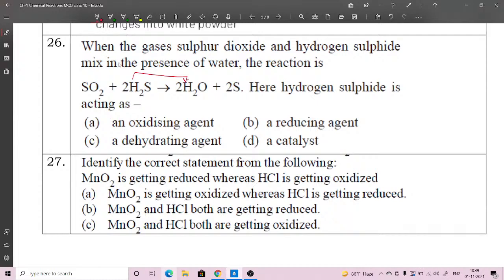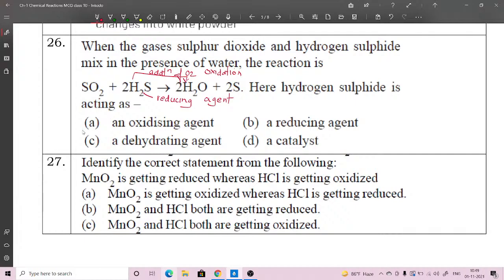We know that H2S is getting reduced. That is, here addition of oxygen is taking place. It is oxidation taking place, and it itself is getting reduced. So it acts as a reducing agent.